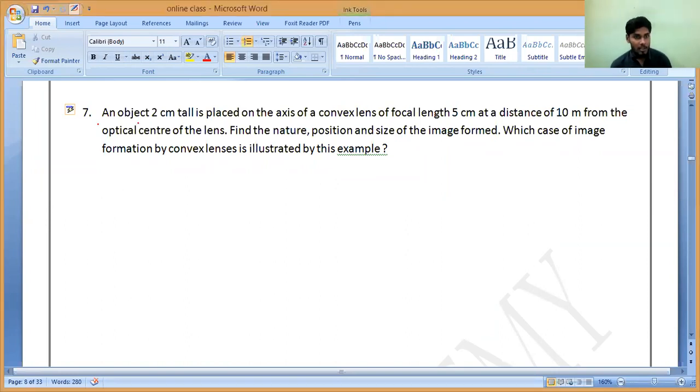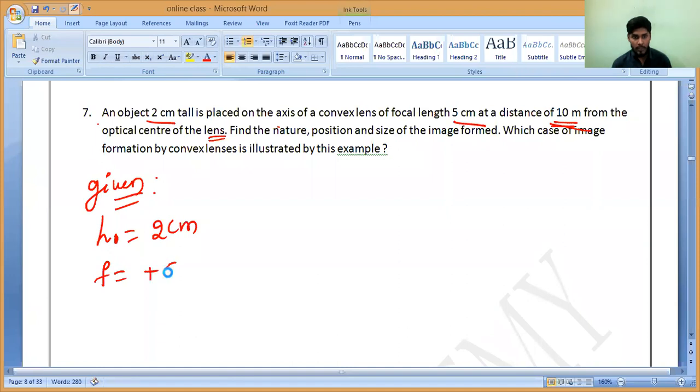No use. So an object 2 centimeter tall is placed on the axis of a convex lens of focal length 5 centimeter at a distance of 10 meters from the optical center of the lens. Understand? So height of the object is 2 centimeter. It is at infinity distance. Wait. So given, height of the object is equal to 2 centimeter. Next, focal length is plus 5 centimeter.